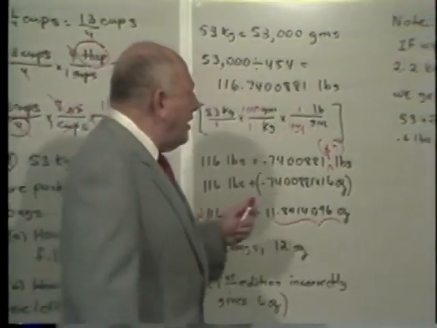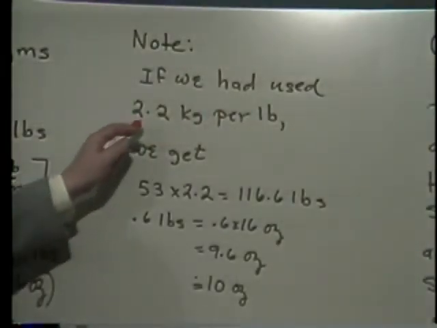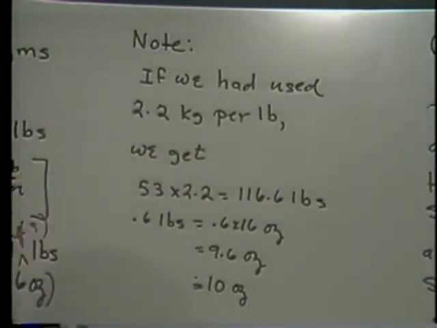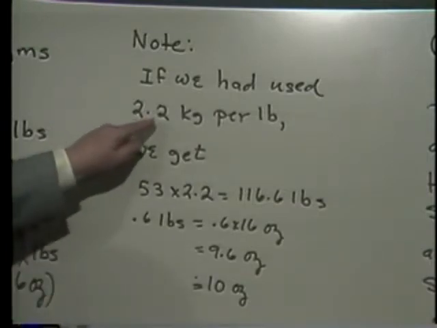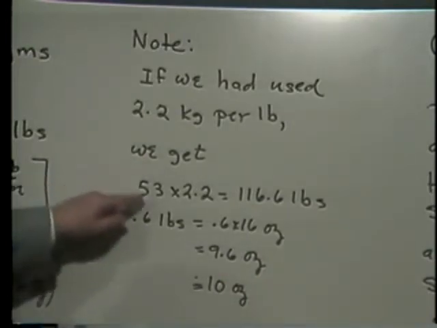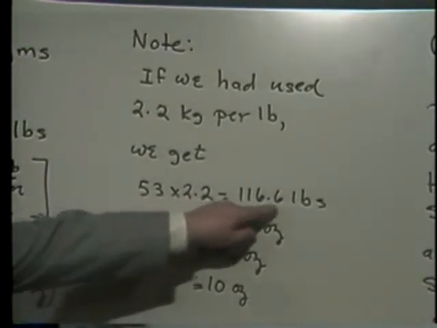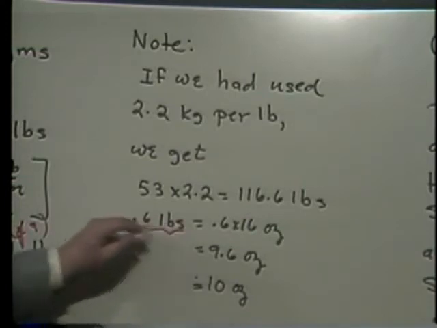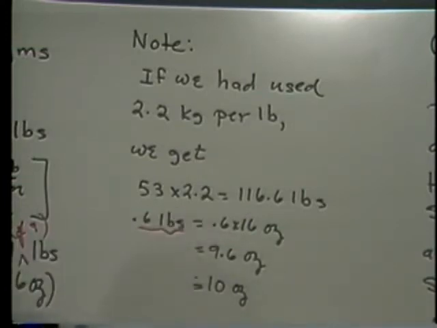And by the way, many books tell you that there are 2.2 kilograms per pound. If we had rounded off that way, it wouldn't have been a gigantic error. But you see, 454 grams per pound doesn't come out to be exactly 2.2 kilograms per pound. If we had rounded off to 2.2, the problem would have been easier, because now we would have had what? 116.6 pounds.